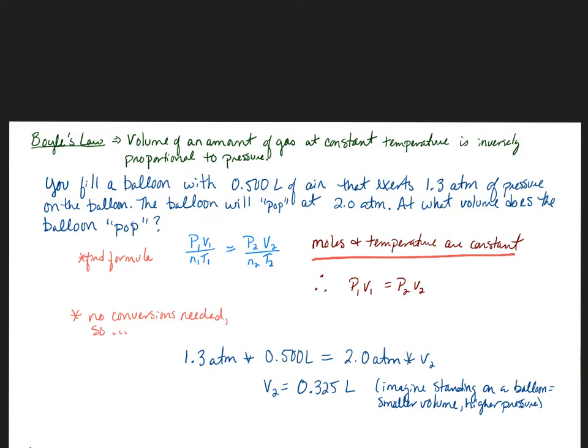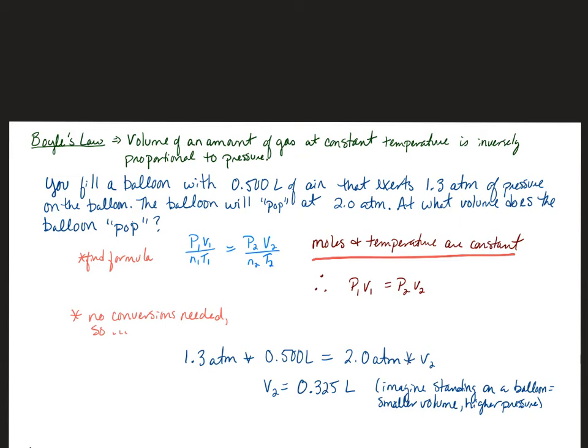You fill a balloon with 0.5 liters of air. That exerts 1.3 atmospheres of pressure on the balloon. The balloon will pop at 2 atmospheres of pressure. At what volume does the balloon pop?